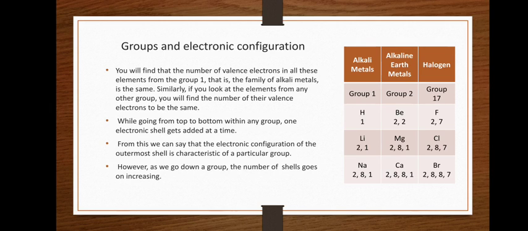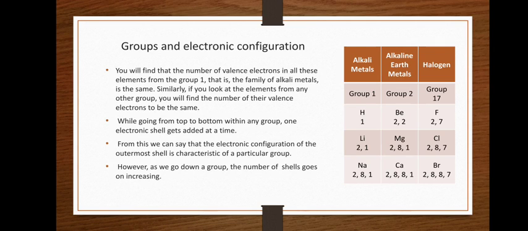If you see group 17 again, you will see the number of valence electrons is 7. For fluorine it is 2 7, for chlorine it is 2 8 7, for bromine it is 2 8 8 7. So the number of valence electrons is 7 again everywhere. So while going from top to bottom within any group, one electronic shell gets added at a time. Of course, because the period changes, right? We have already talked about it. From this, we can say that the electronic configuration of the outermost shell is characteristic of a particular group.